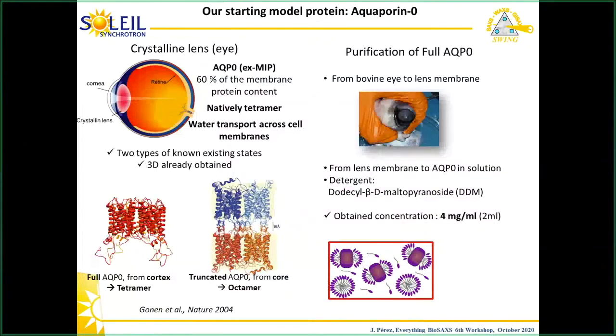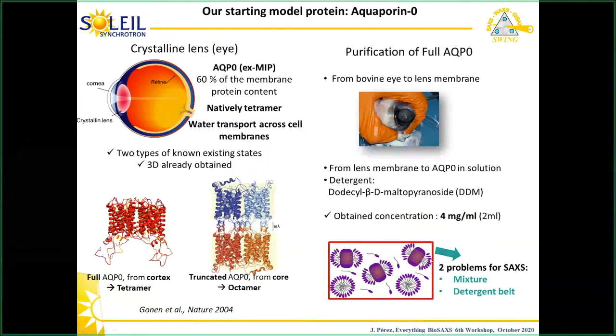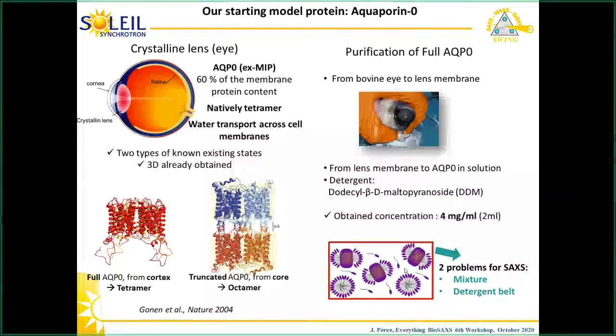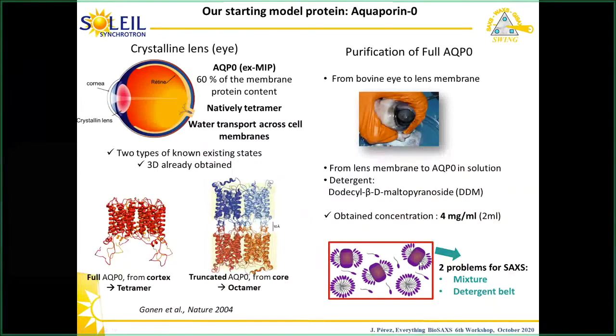So, as you know, when you solubilize a membrane protein in a detergent solution, then you have a mixture of your protein in complex with the detergent, so with the detergent corona, but you also have these free micelles of detergent. So there are two problems then for SAXS. First, you have a mixture here, so you know that SAXS is sensitive only to the average of the signal. So when you have a mixture, you have to find a way to separate the components. And then also you have this detergent belt, what to do with it.